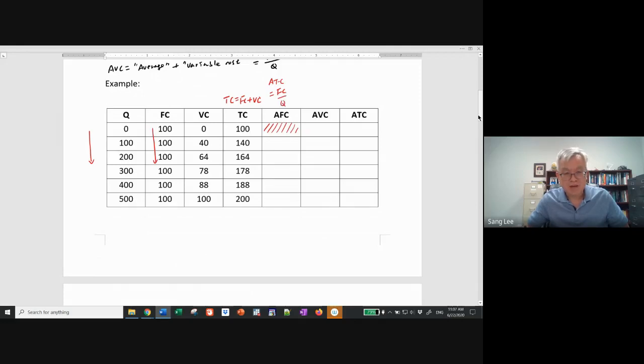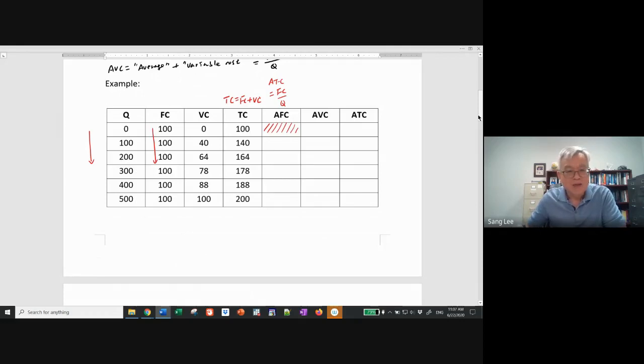We do know fixed cost is 0. But we cannot divide something by 0. Mathematically, it just is not defined. So we're going to leave the first blank cell as it is. Okay.